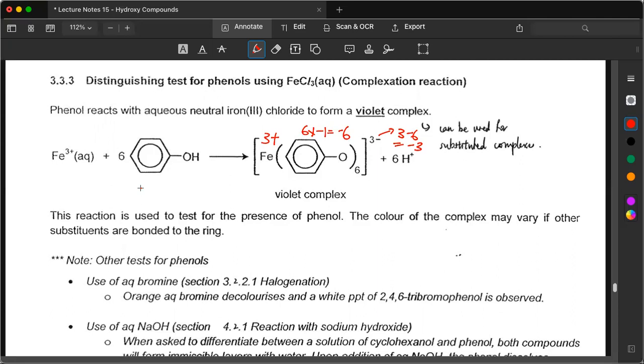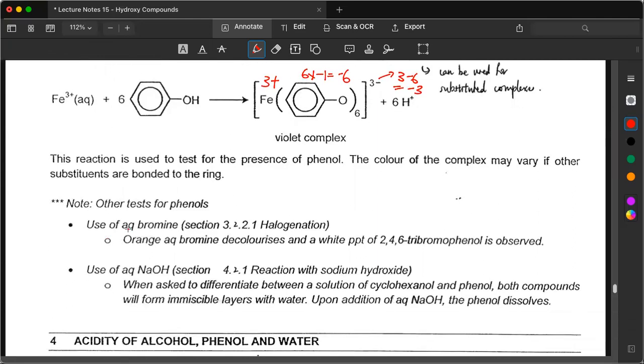Of course, there are other tests for phenol, like the use of aqueous bromine or the use of aqueous sodium hydroxide, where you observe that the phenol dissolves in aqueous sodium hydroxide.